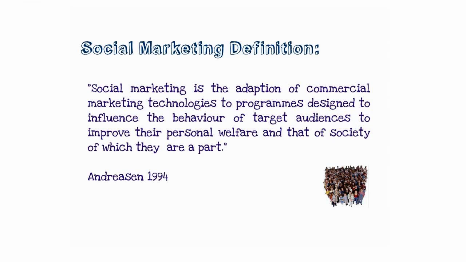So the definition then: social marketing is the adaptation of commercial marketing technologies to programs designed to influence the behavior of target audiences to improve their personal welfare and that of society for which they are a part. As a caveat to this, I would also like to add that marketing organizations should not directly benefit from the process. It's about getting individuals to change behavior and not purchase a product or service. This should become clearer in the next slide.